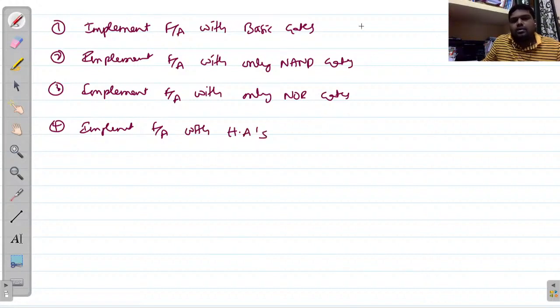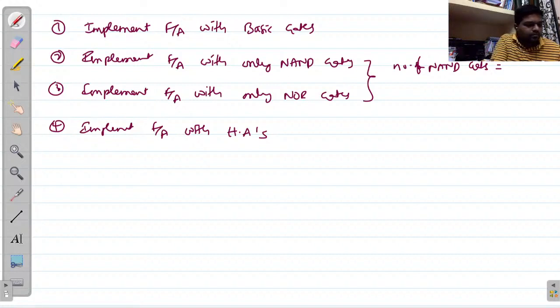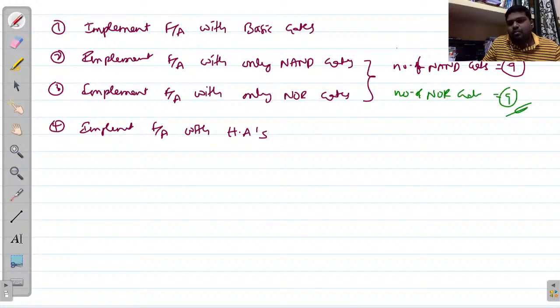Okay, so here to implement full adder with universal gates, so we require number of NAND gates. Okay, number of NAND gates are 9. Okay, 9 gates are required. Okay, in the same way, so number of NOR gates required 9. Okay, ఇది నేను ప్రొవైడ్ చేస్తున్నా ఆన్సర్.